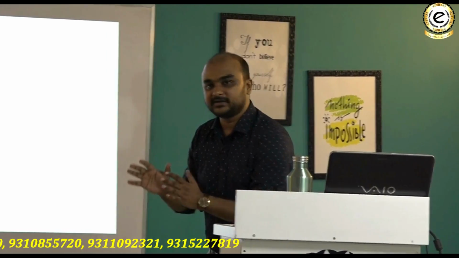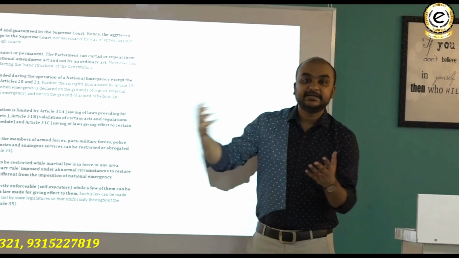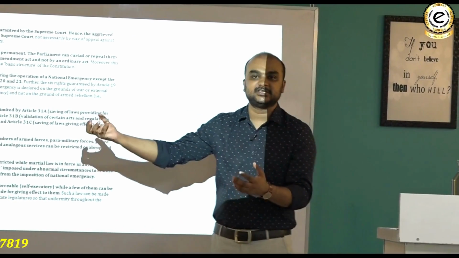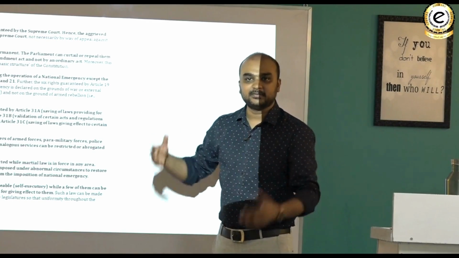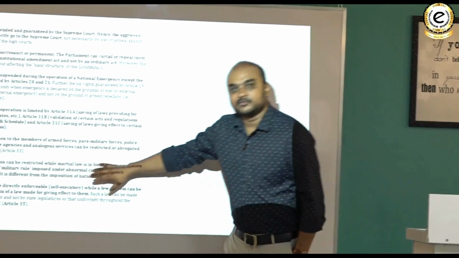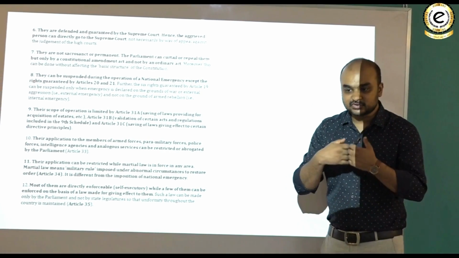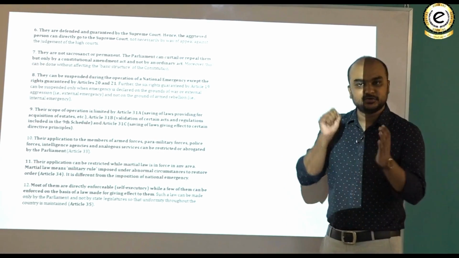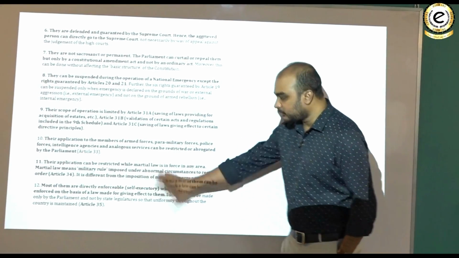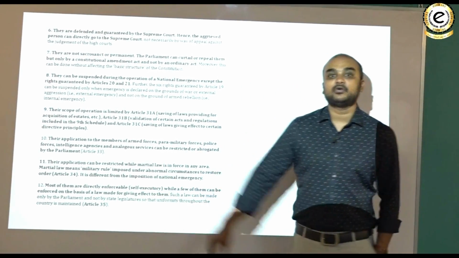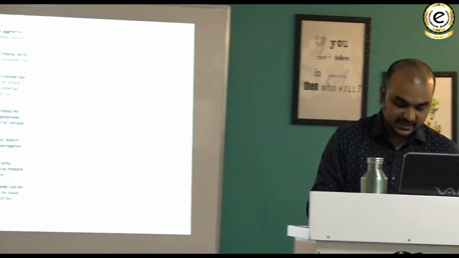So some of the articles are self-executory. It means you do not need an appendage, a law made by the legislature, to enforce it. Some of them need that requirement. It means there needs to be some sort of legislation passed by the Union Legislature to enforce those fundamental rights. So some of them are self-executory, whereas some of them need activation in the form of laws that are passed by the Parliament.